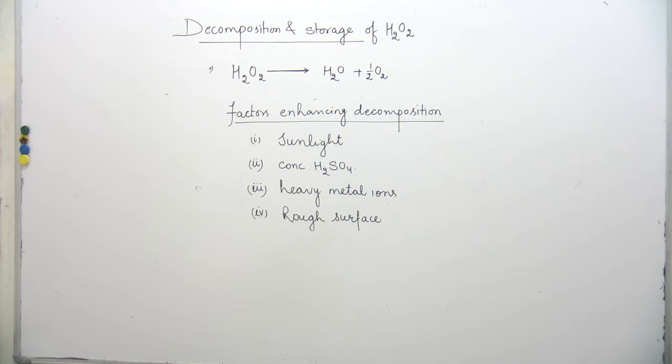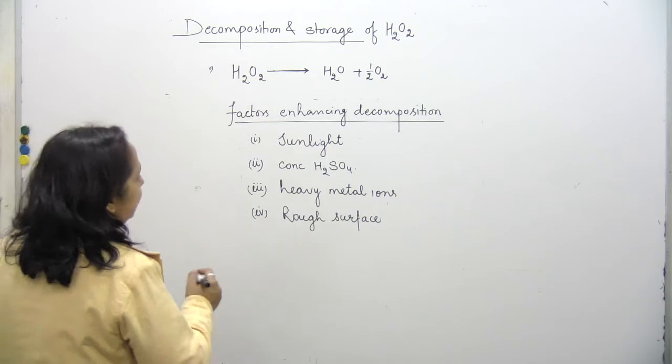Therefore, hydrogen peroxide is to be stored in amber colored bottles. Those cannot allow light to enter into the hydrogen peroxide bottle, and small amounts of chemicals are added. Those are negative catalysts.